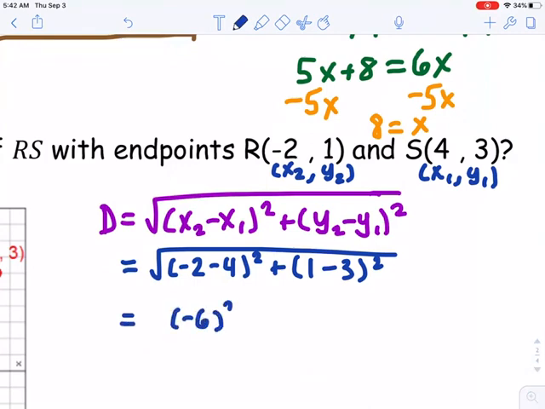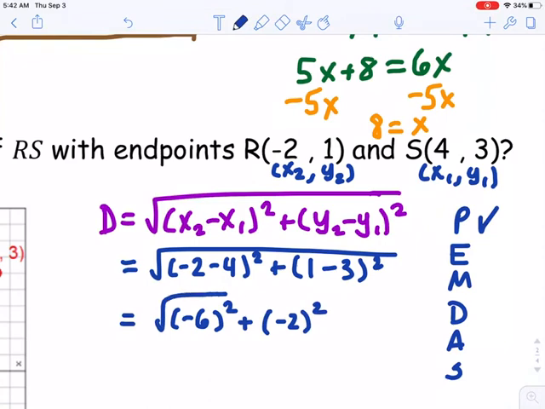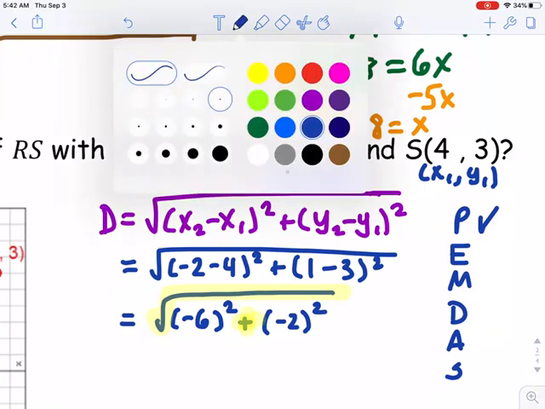All right, so then it's just a matter of doing calculations. We have PEMDAS. Parentheses, I'm doing everything in the parentheses right now. So negative 2 minus 4 is negative 6, plus 1 minus 3 is negative 2. Some common mistakes: people forget to write this giant square root. People forget this plus. Don't forget those, all right?